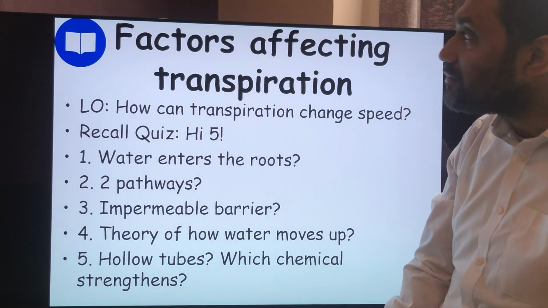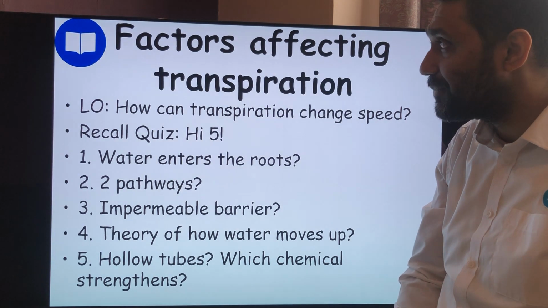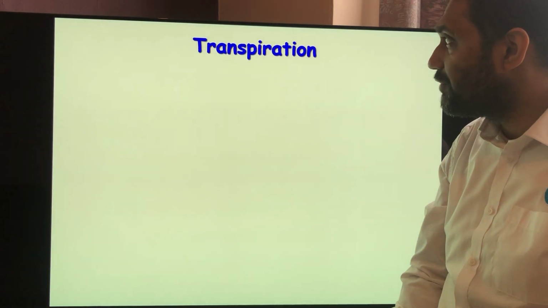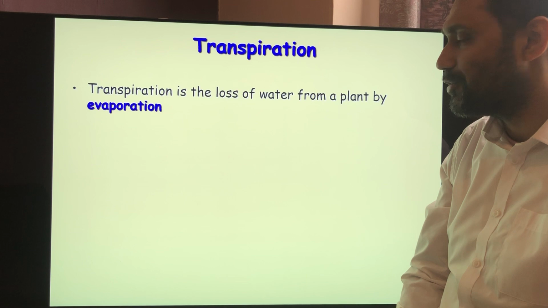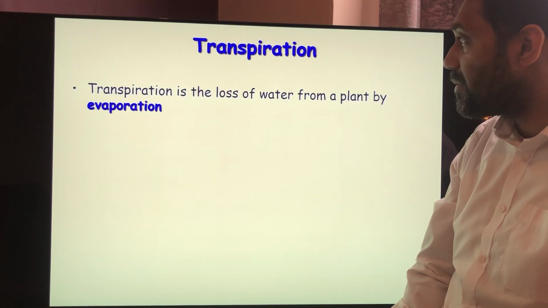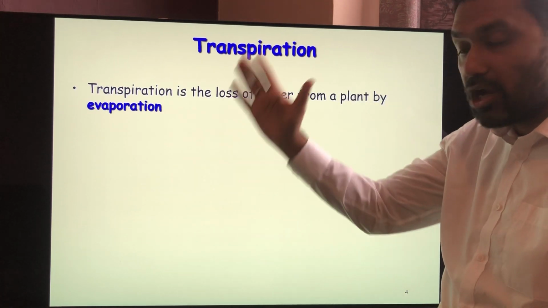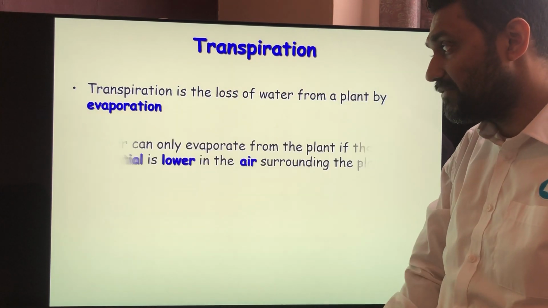Now, we're looking at the factors that affect how fast transpiration actually happens. Well, how can we measure it? Well, what is transpiration? First, recall, transpiration is the loss of water from a plant via evaporation from the leaves. So water transfers through the roots, up the stem, and out those leaves.